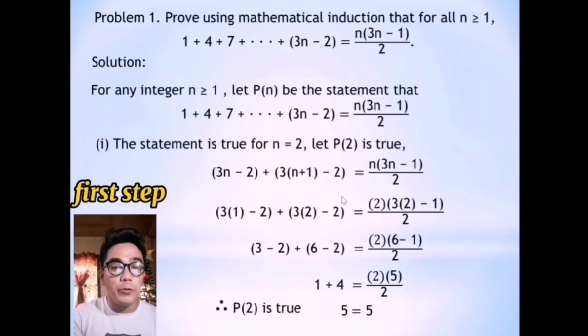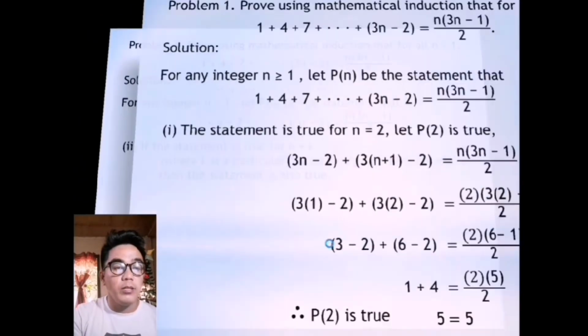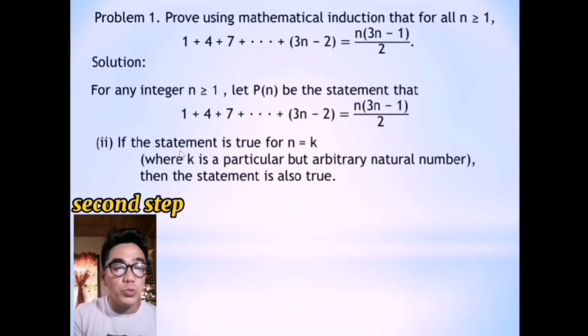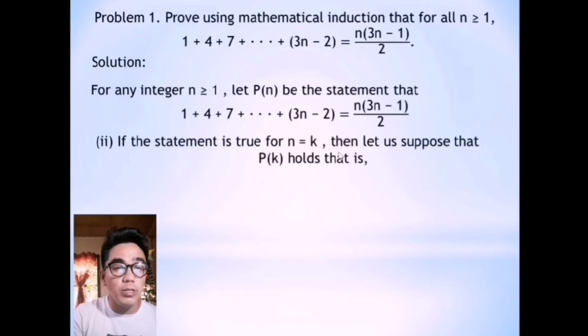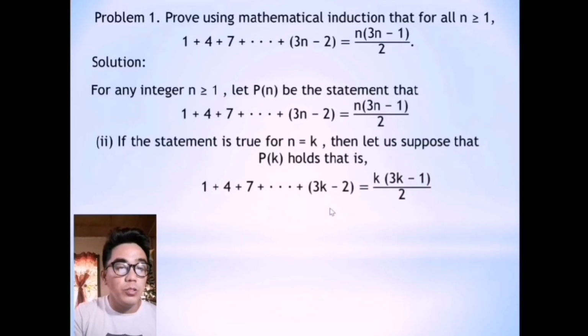So we're done with the first step in the PMI. Let's move on to the second step. The second step shows that if the statement is true for n equals k, where k is a particular but arbitrary natural number, then the statement is also true. Which means, if the statement is true for n equals k, then let us suppose that P(k) holds. So we're going to say that all the n here will be changed into k, like this. So in this case, we already assume that n equals k is true.